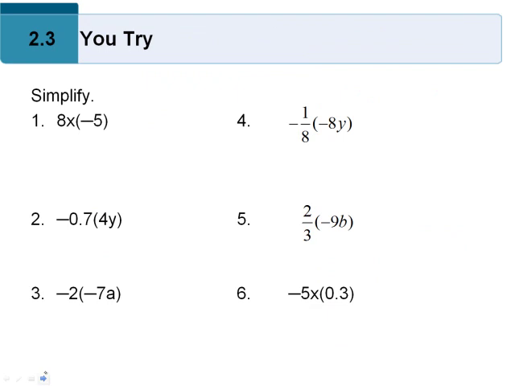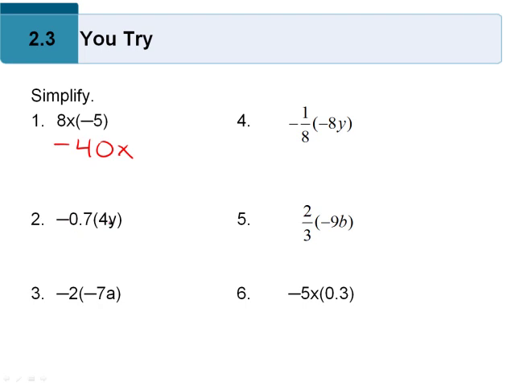Okay, now here's some for you to try, so pause the video and try these on your own. Number 1, 8x times negative 5. We just multiply the numbers and we get negative 40x.